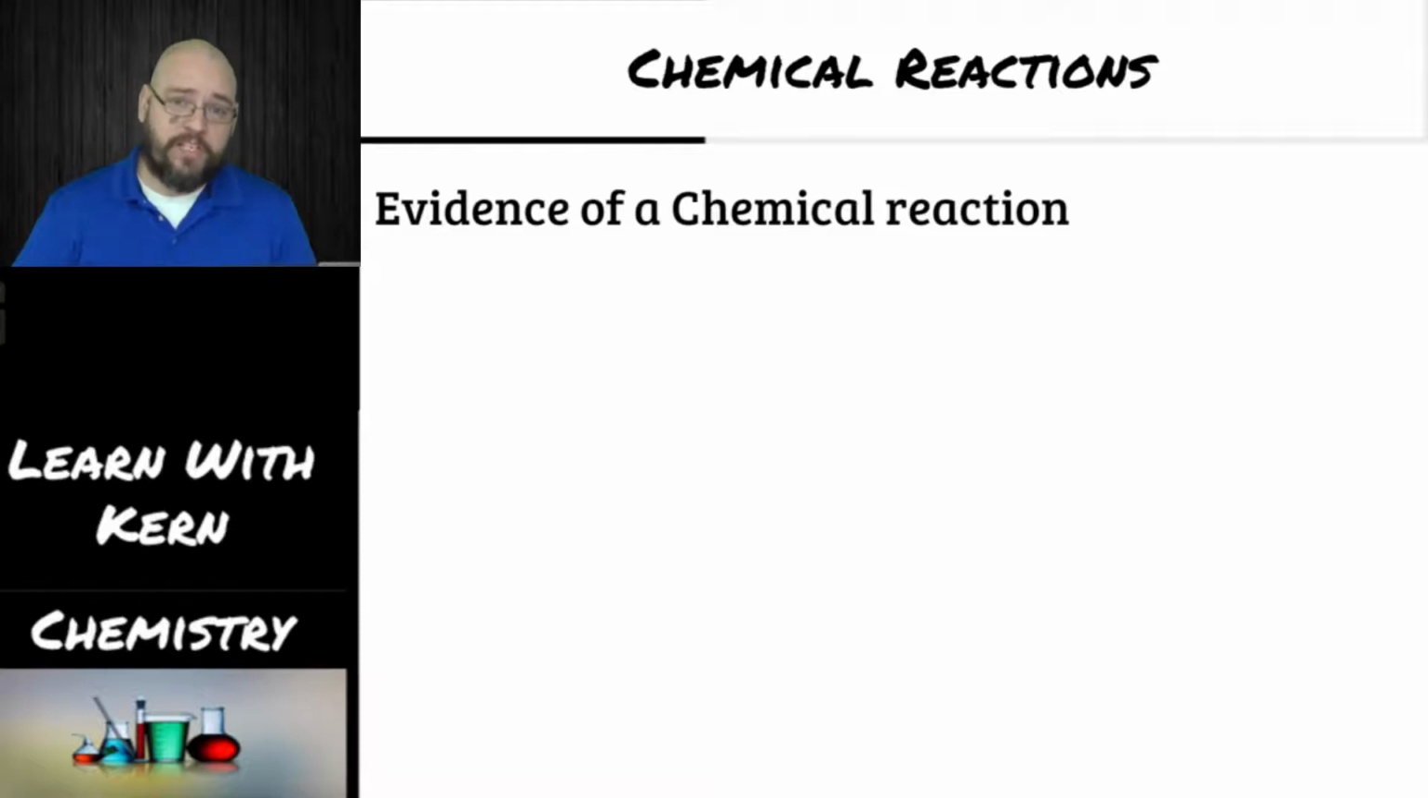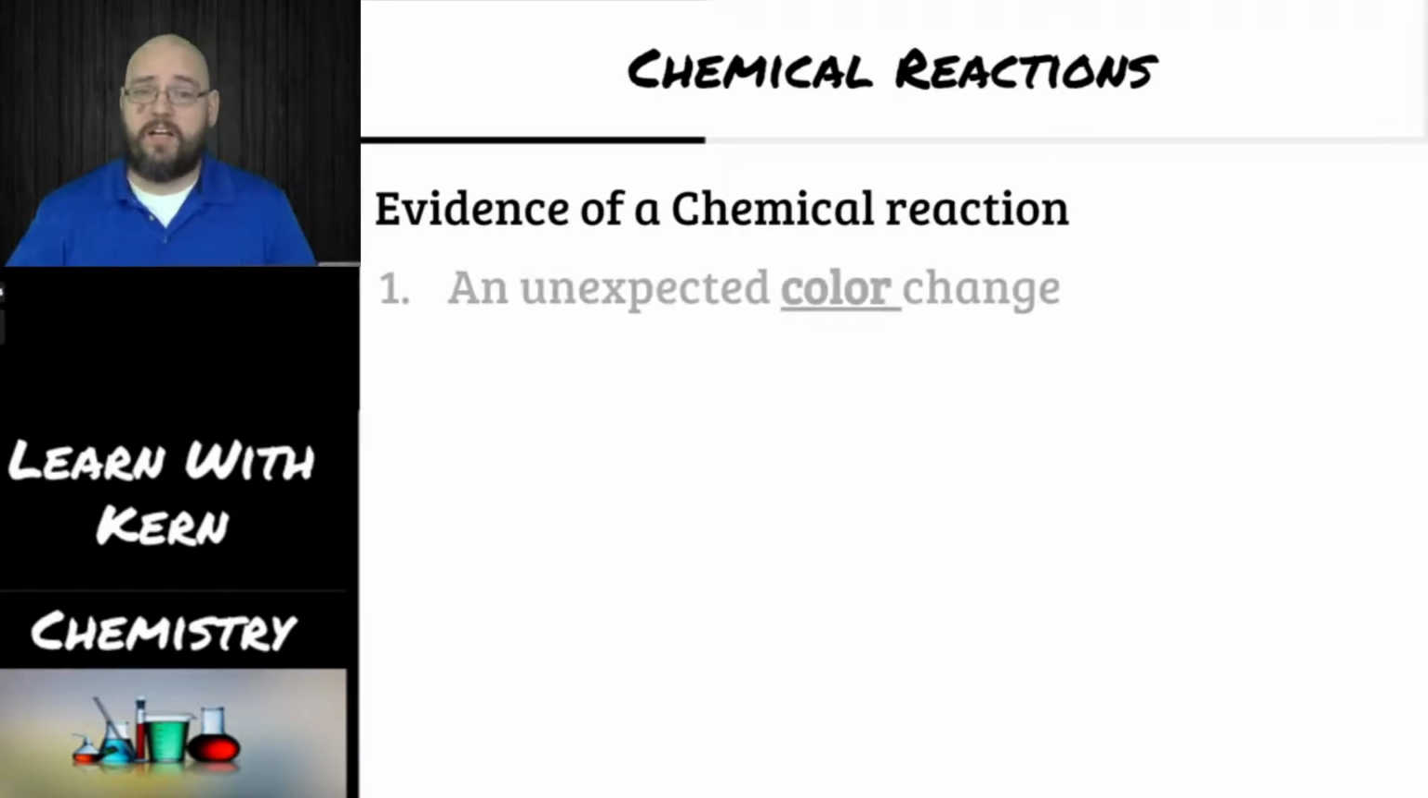So when we're dealing with chemical equations and chemical reactions, the one thing you need to make sure you understand, though, is whether or not a chemical reaction took place. Okay? The law of conservation of mass applies to chemical reactions. So how do we know if a chemical reaction took place? We have evidences. These are our 5 evidences of chemical reaction.